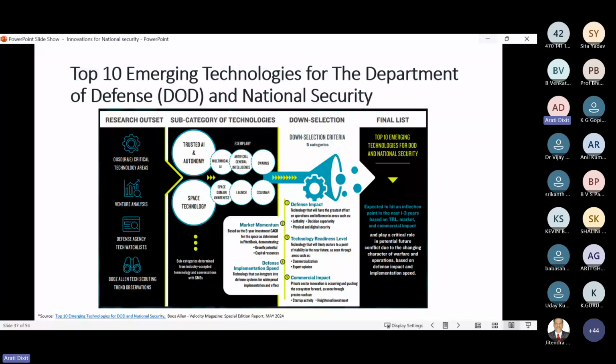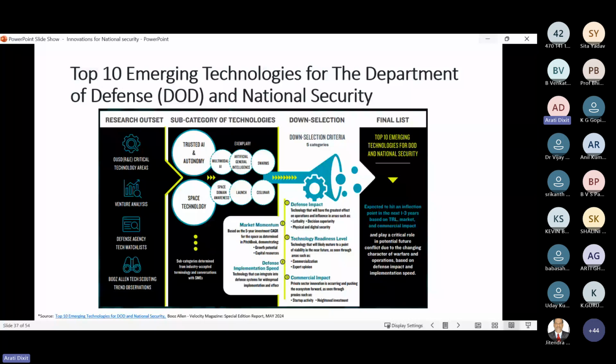Defense impact: how strongly it influences the defense infrastructure. Technology readiness level: whether the technology is hypothetical, still up in the air, or readily implemented. So there are different levels of readiness here. And commercial impact: how it is going to make a difference to private sector innovation.